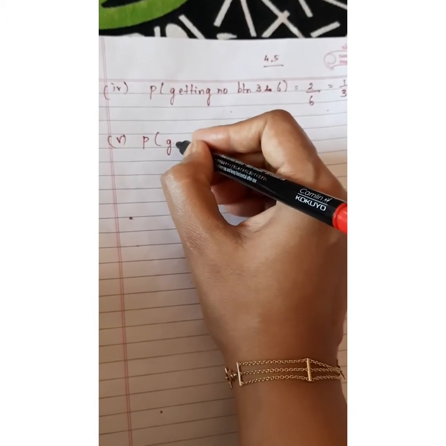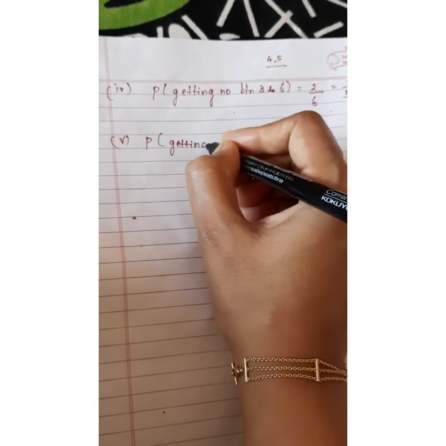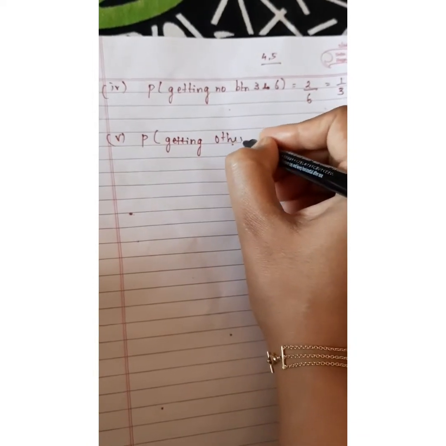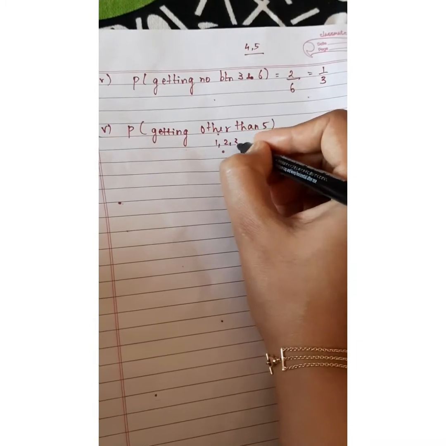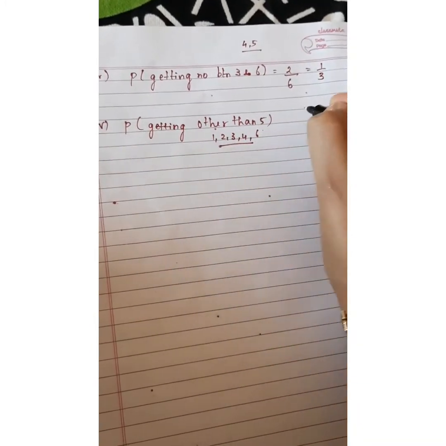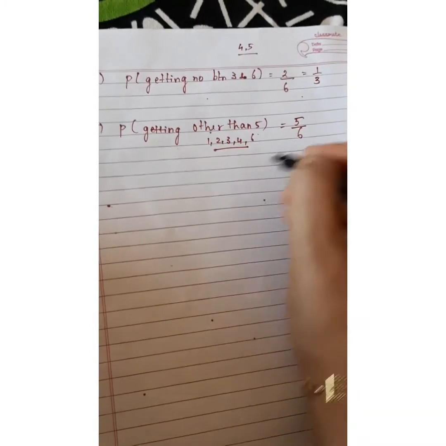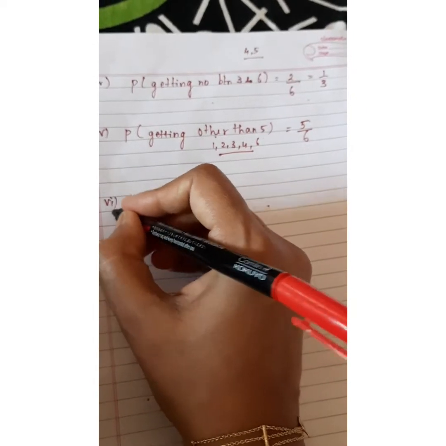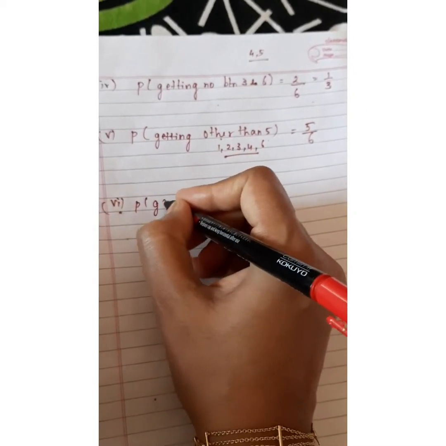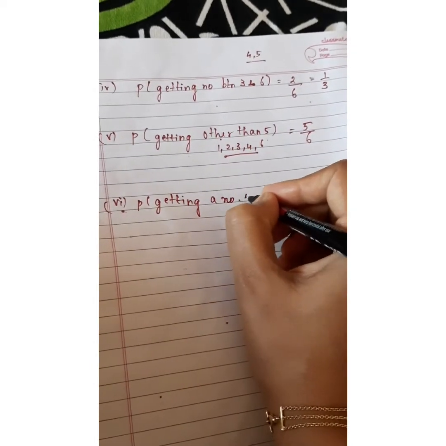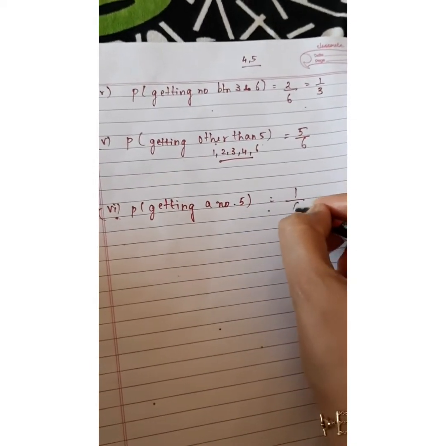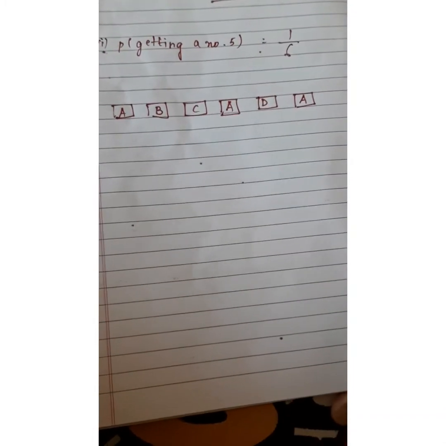Probability of getting a number other than 5. So other than 5, we know the other numbers can be 1, 2, 3, 4 and 6. That's going to be 5 by 6. The last part of question 4 is probability of getting the number 5, which is going to be 1 by 6. So 1 by 6 is the answer.